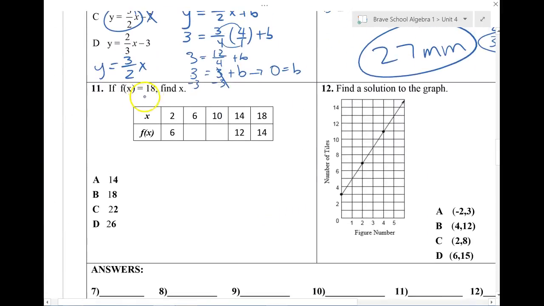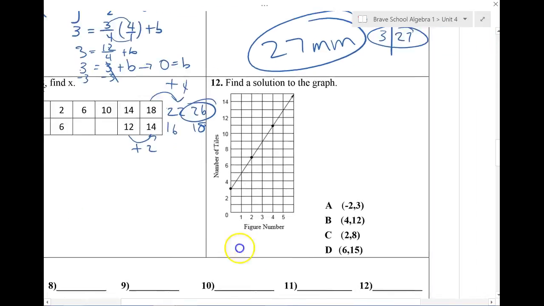Okay, if f of x equals 18, find the x. Okay, well that means the output. So we have to find the output down here, which means it's past these numbers here, so we have to continue the pattern. On the top, it's going by 4, so plus 4, it would be 22, and 26, and down here, this is going by 2's, plus 2, so 16, then 18. There's our 18, and x is 26.